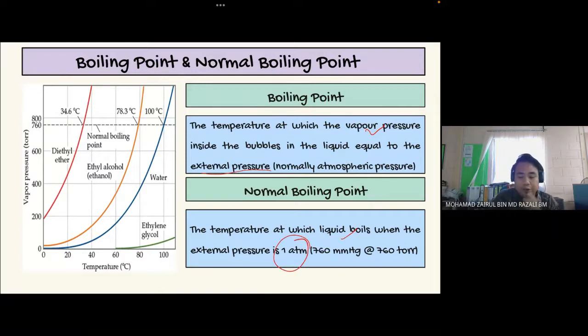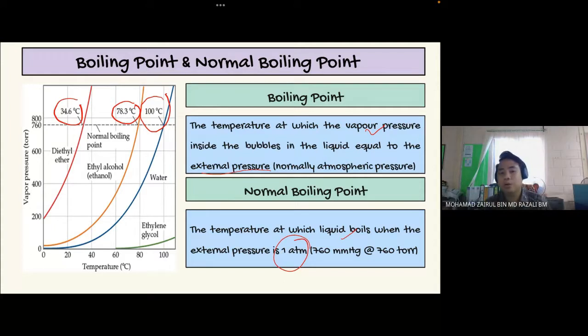Dan kalau awak tengok ni, this is an example of different substances with different boiling points. Normal boiling point for water is 100 degrees Celsius. Ethanol 78.3 dan ether 34.6. Both different substances have different boiling points. Kita akan tengok lagi.